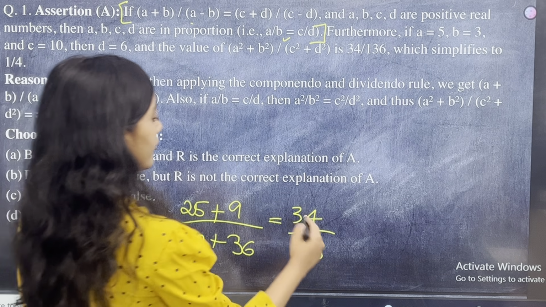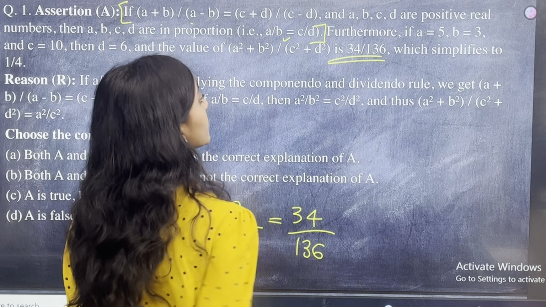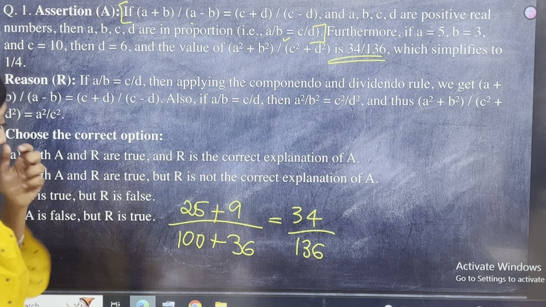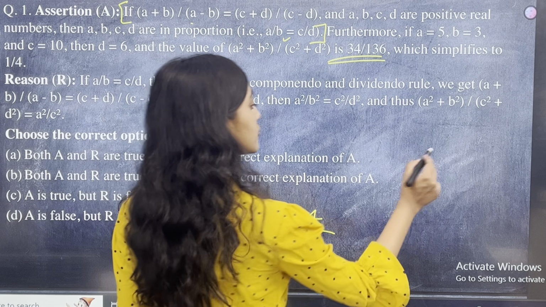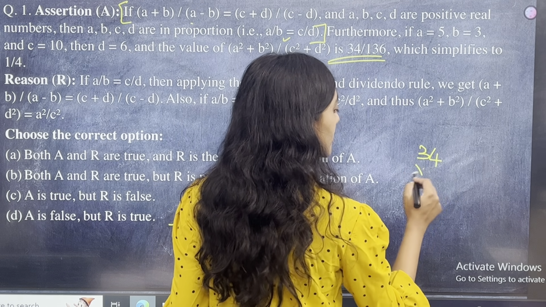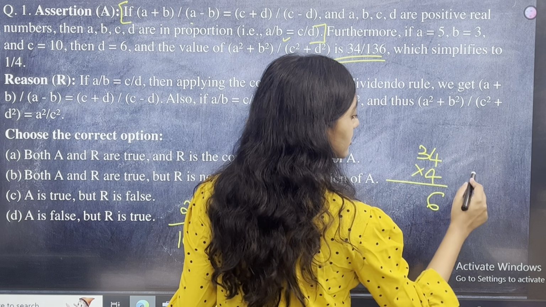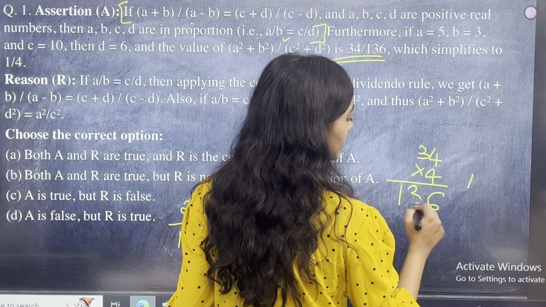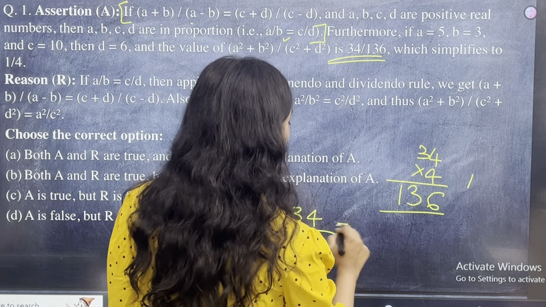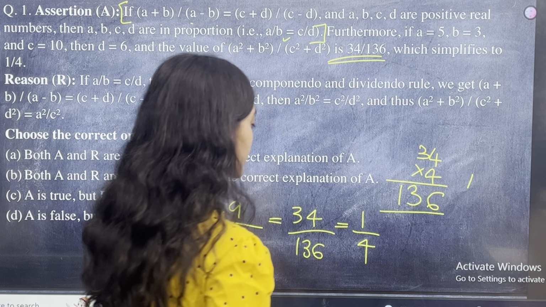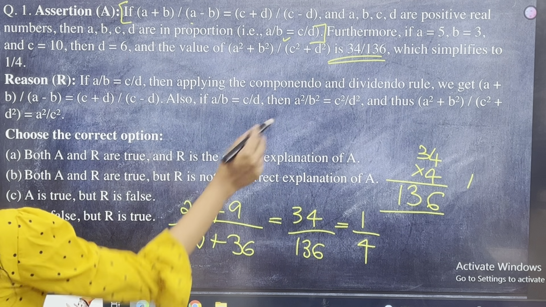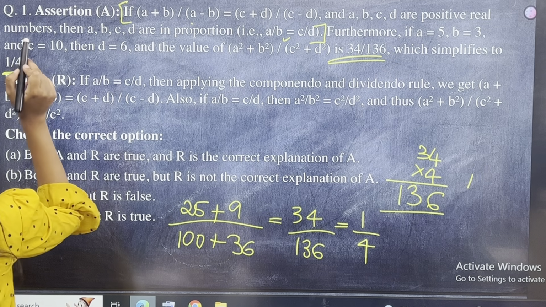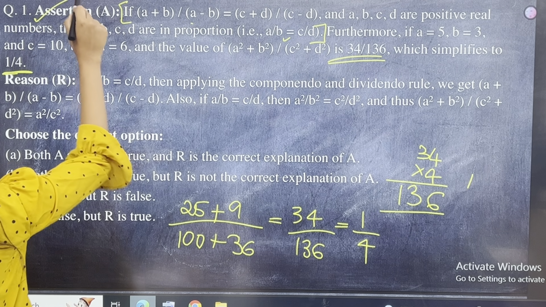They said yes, 34 by 136, which simplifies to 1 by 4. Does this simplify to 1 by 4? Let's just check. 4 4s are 16, 1 in the mind, 3 4s are 12, 13. So you have 136, which is equal to 1 by 4. Correct? Yes. So therefore, this entire thing is actually working out. So the assertion is correct.